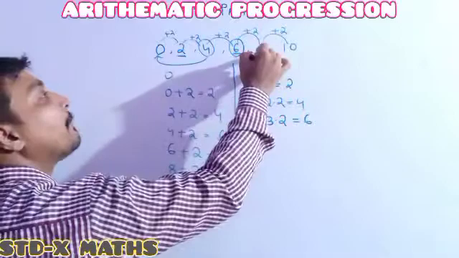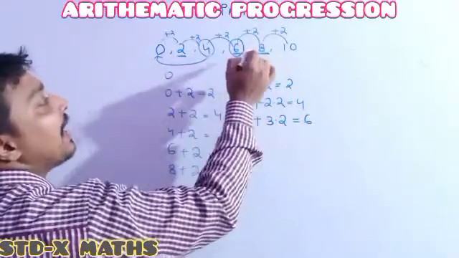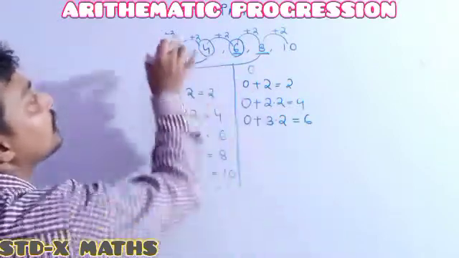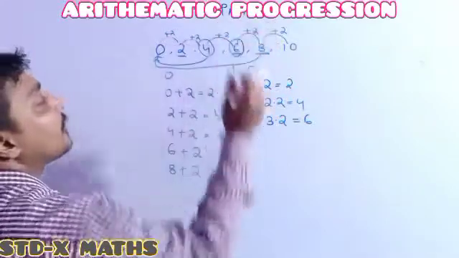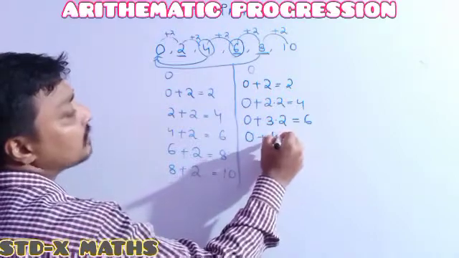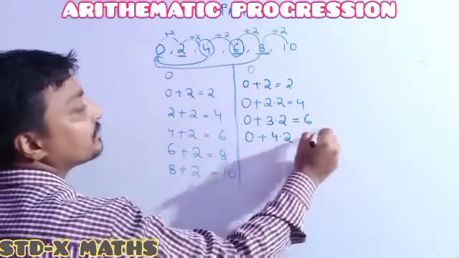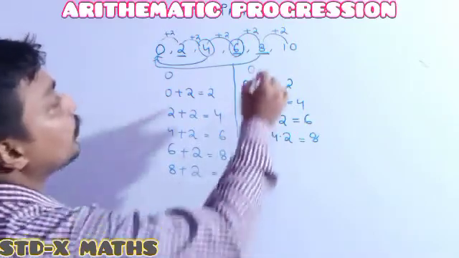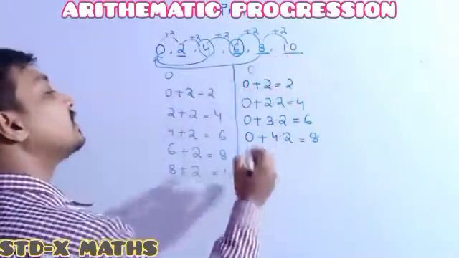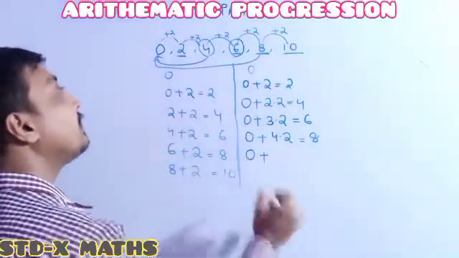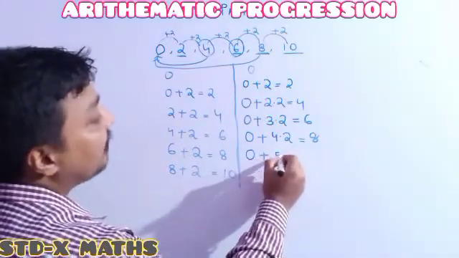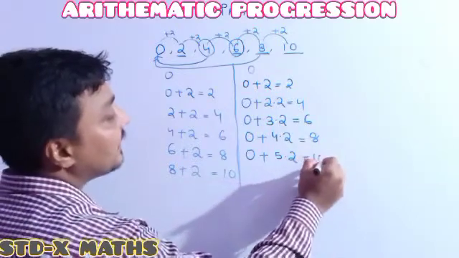The same thing happens here. This is the fifth term, and to reach the fifth term I have to cover 4 times the common difference: 1 difference, 2 differences, 3 differences, 4 differences. So whenever I add 4 times the common difference to 0, I can find 8. Then to get 10, this is the sixth term. To get the sixth term, to the starting term 0, the first term, I add 5 times the common difference, and I obtain 10.